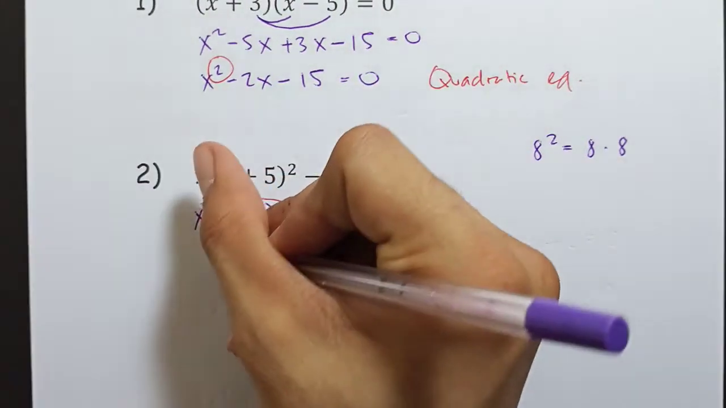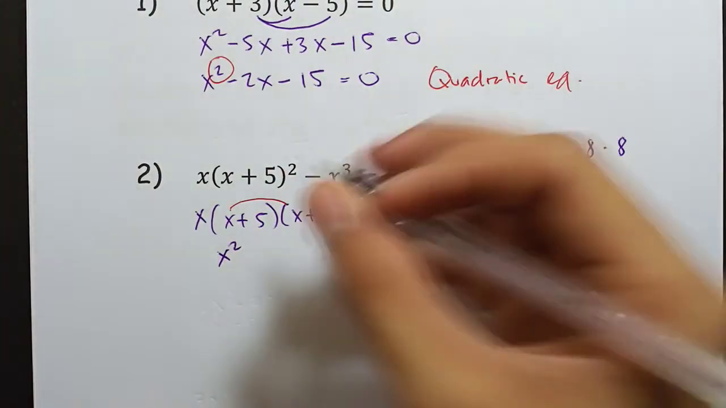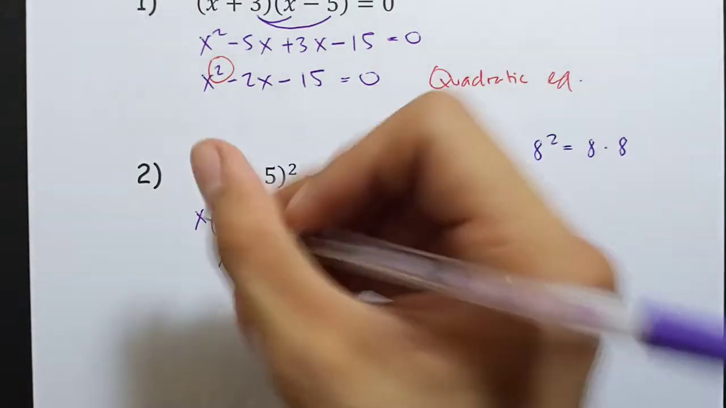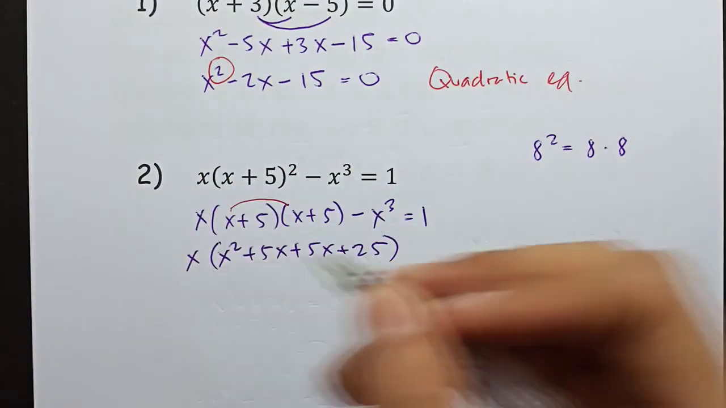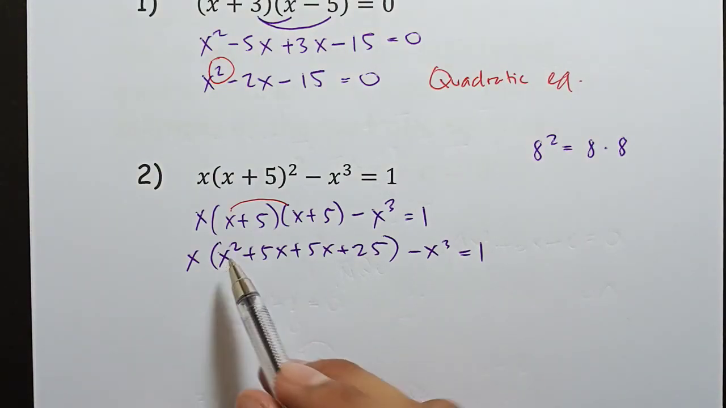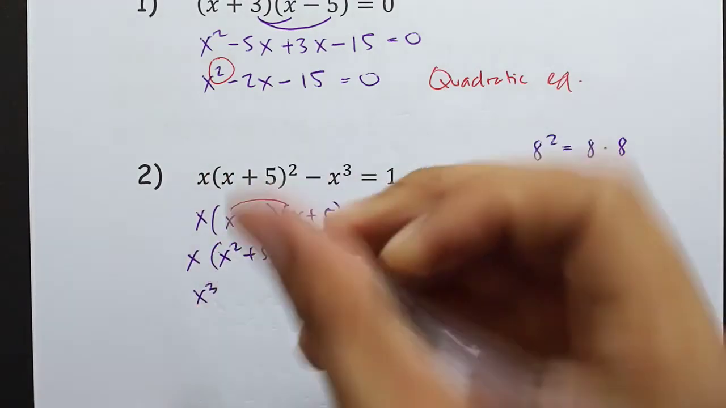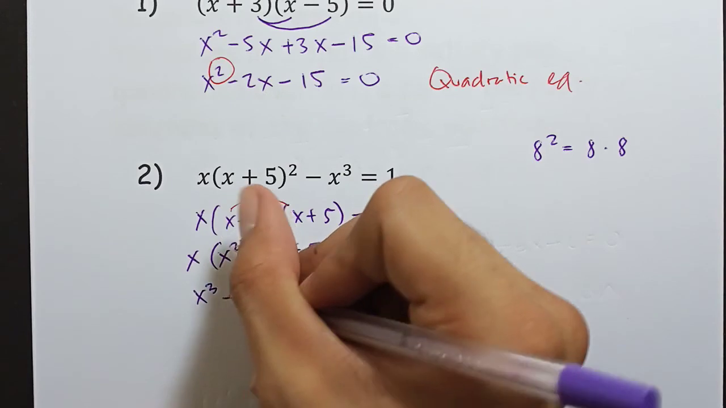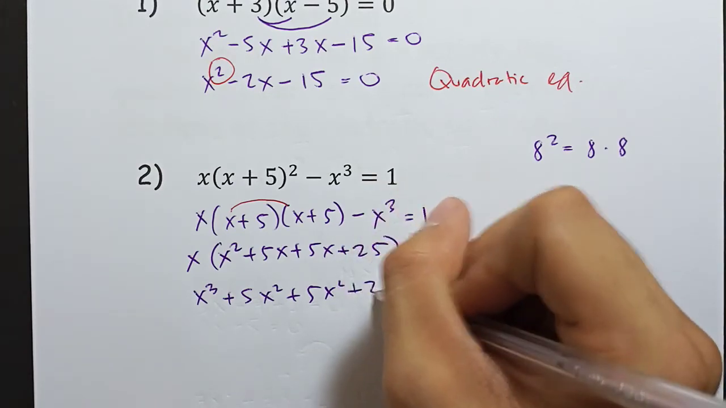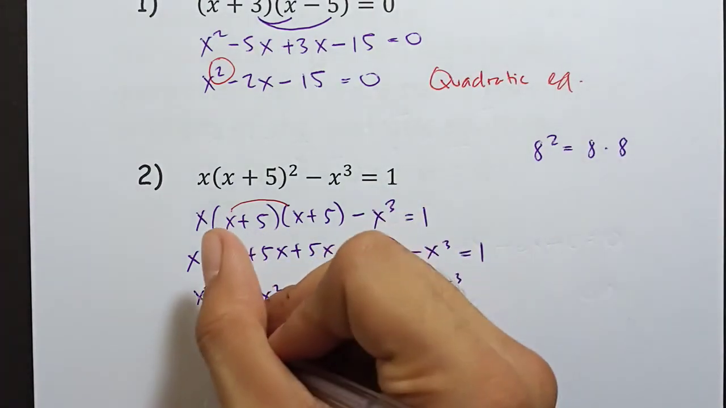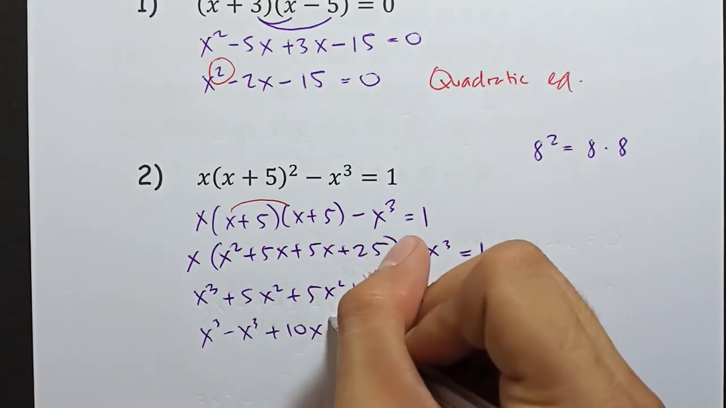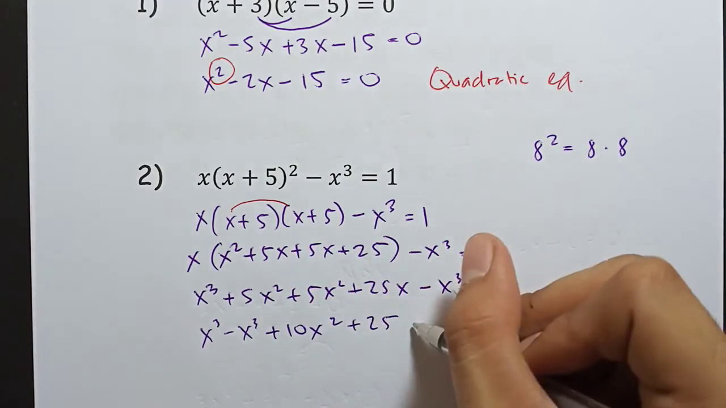So, ganon. FOIL method tayo. X times x, x squared, then x times 5 is plus 5x, then plus 5x plus 25. Then, meron pa tayong x sa labas, kaya hindi pa tapos. Minus x cubed equals 1. So, x times x squared, x cubed. X times 5x is positive 5x squared, then positive 5x squared plus 25x minus x cubed. Pag simplify, x cubed minus x cubed. Oo nga, huwag tayo magsalita ng tapos. Plus 10x squared plus 25x equals 1.